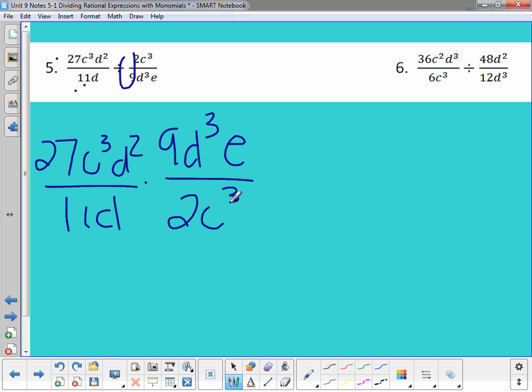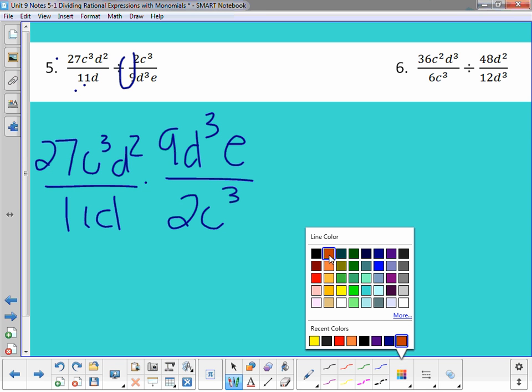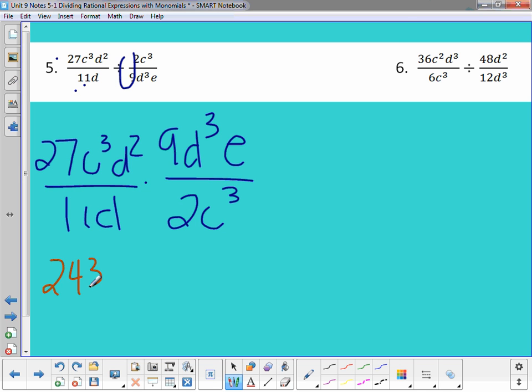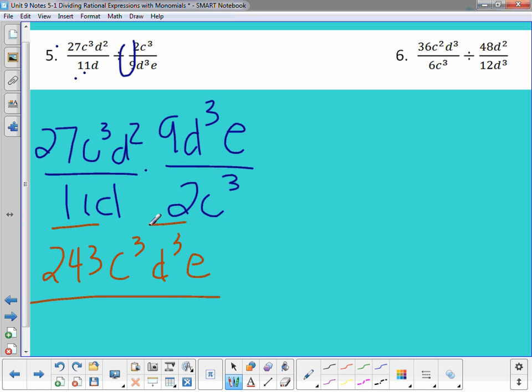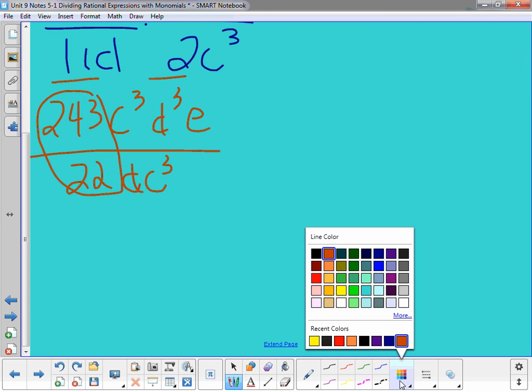And now we want to go through and do some simplifying. So I'm going to multiply 27 times 9, and that gives me 243. And then I have c cubed, d cubed, e. So none of those letters can be combined because they're not the same letter. And then 11 times 2 is 22. And then we have d c cubed. Okay, so these two numbers aren't going to simplify anymore. Okay, so that fraction is going to have to stay in our simplified version.